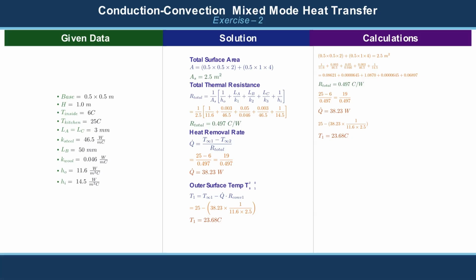So our final answers for problem 2 are Q dot equals 38.2 watts, the steady rate of heat that must be extracted from the refrigerator, and T1 equals 23.68 degrees Celsius, the temperature on the outer surface of the refrigerator wall. And there we have it, 2 complete problems solved from start to finish using the thermal resistance method.